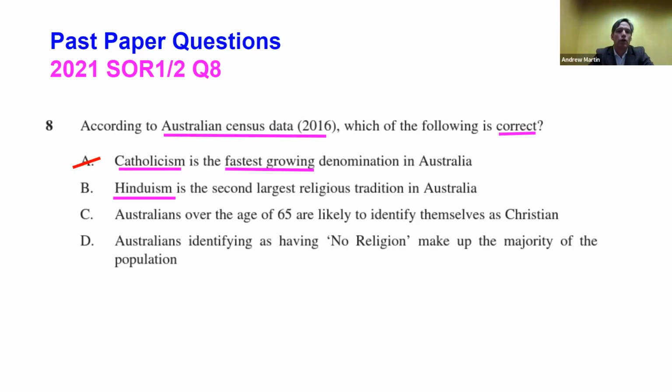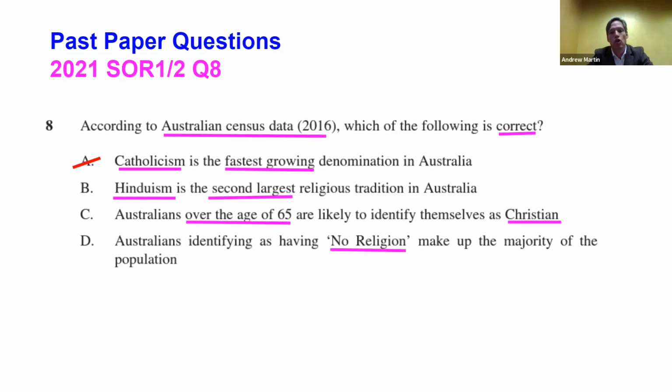Hinduism is the second largest religious tradition in Australia. That's quite a good distractor. And if you haven't accurately learned your statistics, you might be thinking, I can't remember if that's right or not. If you can't remember, leave it blank for now and read the rest of the options. Australians over the age of 65 likely to identify themselves as Christian. That's a good answer. Let's see if it's correct by reading the rest of the options.